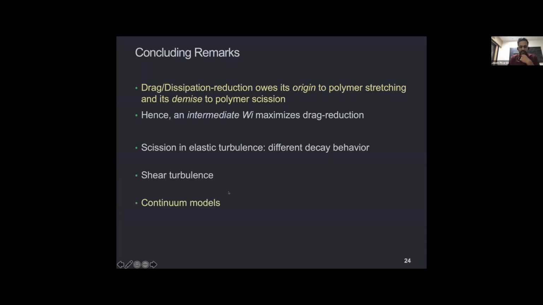And finally, we are hoping in the future to use some of these insights to develop continuum models, which would be useful to study more complex situations like shearing flows.